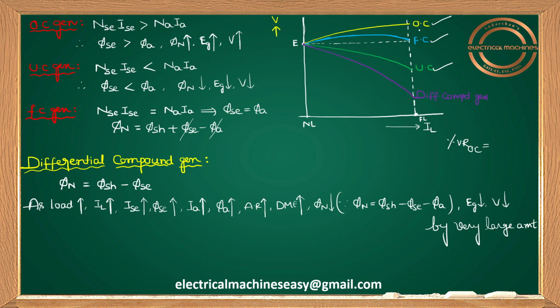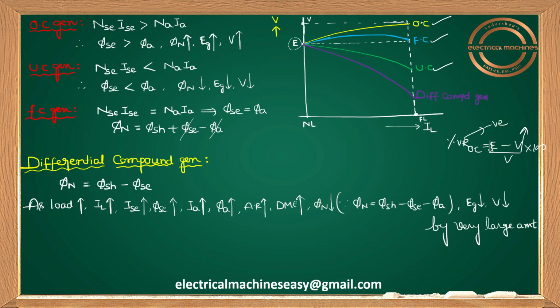See, no load voltage, I told you, is E. Percentage voltage regulation is no load voltage E minus full load voltage, divided by full load voltage, into 100. For an over compound generator the full load voltage, let me take it as V, is more than the no load voltage, so V is more than E. So is the percentage voltage regulation for over compound negative or positive? You are getting a negative value.